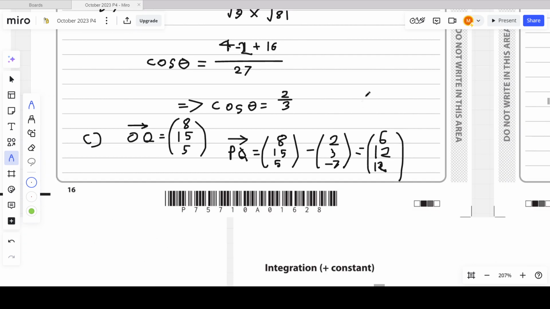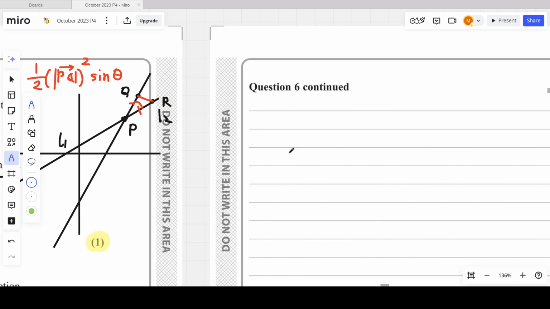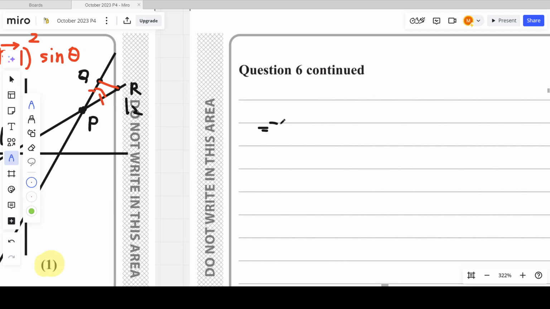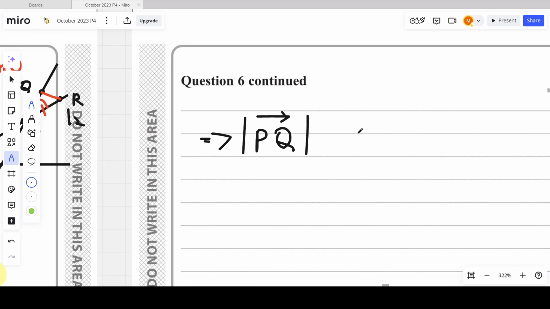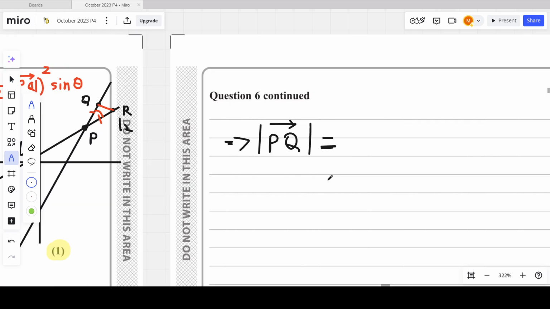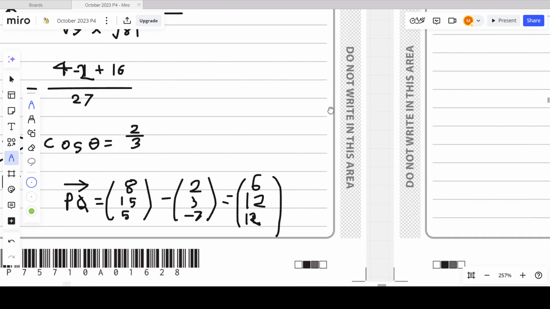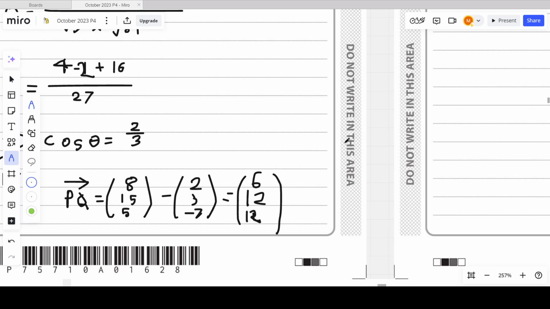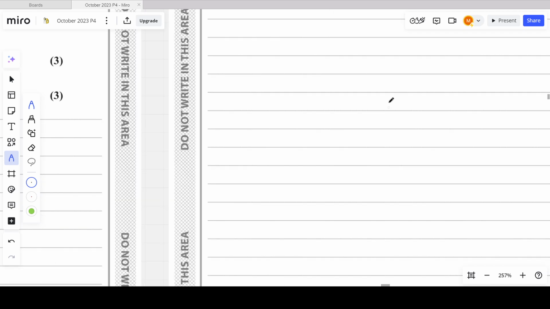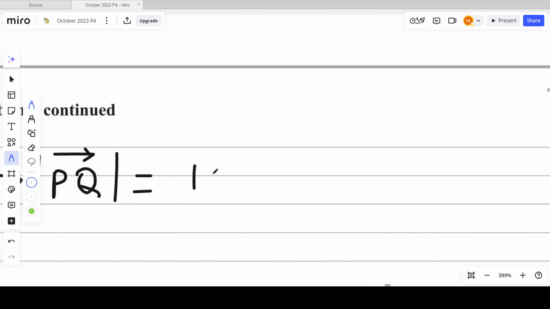So let us find out the distance PQ. So that's the modulus basically. So modulus of PQ would be what? We need the distance, isn't it? To get the length of one of the adjacent sides. So PQ modulus is square root of 6 squared plus 12 squared plus 12 squared, right? So 12 squared is 144 times 2, that is 288. 288 plus 36, 324. The square root of 324 is exactly 18. Okay, it is exactly 18 units.